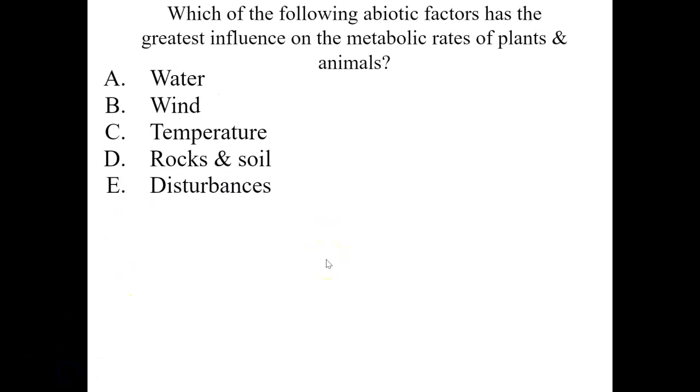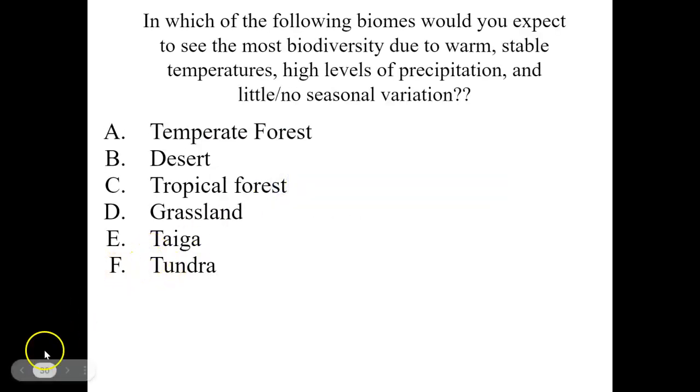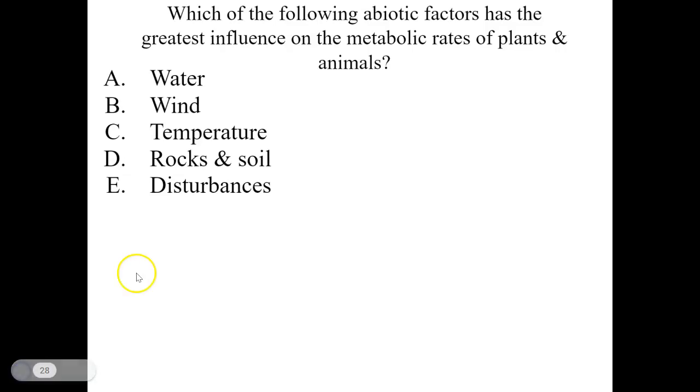Which of the following abiotic factors has the greatest influence on the metabolic rates of plants and animals? Water, wind, temperature, rocks and soil, or disturbances? Hopefully you came up with temperature. Temperature affects the rates of metabolic reactions because low temperatures slow down these enzymatic reactions. Higher temperatures are going to speed it up until we've reached the point of denaturing, in which case it will drastically decrease once again.